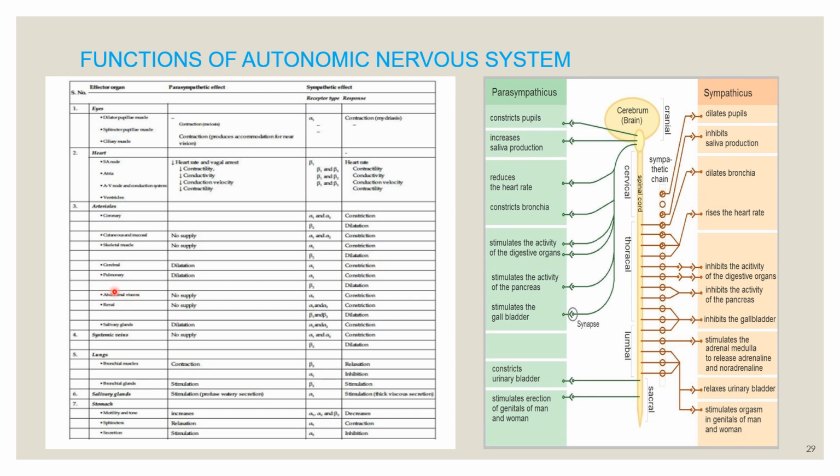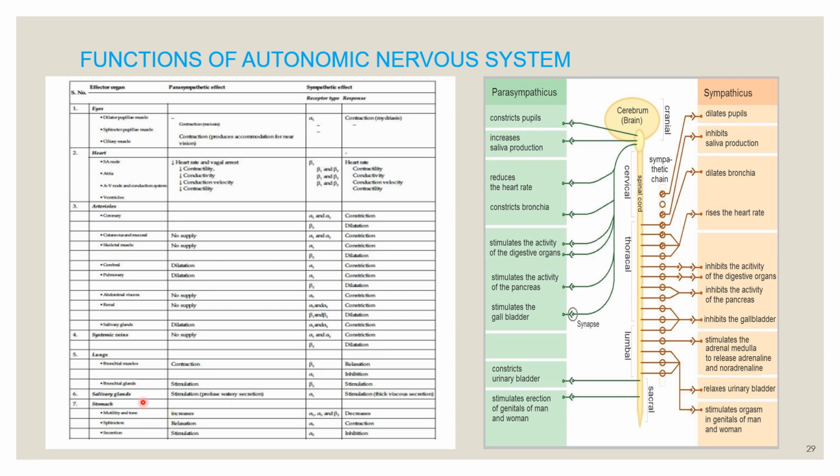Then coming to pulmonary, that is lung. Activation through parasympathetic leads to dilatation of the pulmonary arterioles. And these are having alpha 1 and beta 2 receptors. Alpha 1 will cause constriction and beta 2 will cause dilatation. Coming to the abdominal viscera and renal, that is kidney. These two are not having parasympathetic innervation, but they are having alpha 1 and alpha 2 receptors of the sympathetic nervous system. They will lead to constriction.